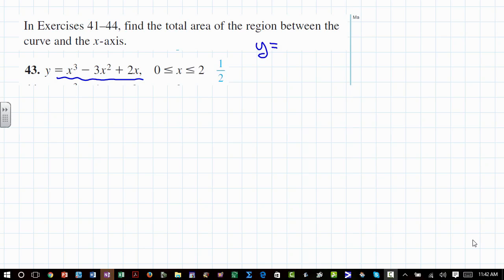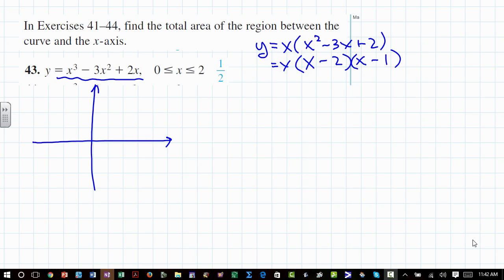I'm going to rewrite this as y is equal to x times x squared minus 3x plus 2. Can you make sure I did that correctly? All right. This factors as x and x looks like negative 2 and negative 1. Do I have that right? Yeah. All right. So I'm thinking about this graph. If I do this graph, I've got a 0 at 0, I've got a 0 at 1, and I've got a 0 at 2. Agreed?